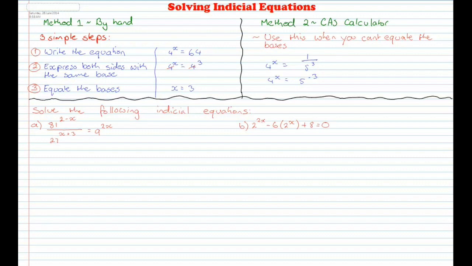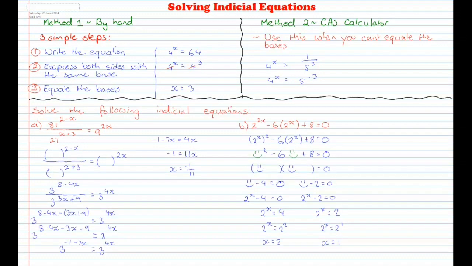Alright, so it's now time to press pause and attempt the following questions. These are: solve the following indicial equations. 81 to the power of 2 minus x divided by 27 to the power of x plus 3 is equal to 9 to the power of 2x. And in part B, 2 to the power of 2x minus 6 times 2 to the power of x plus 8 is equal to 0. Remember when you're done to press play so you can check your answers out against mine.